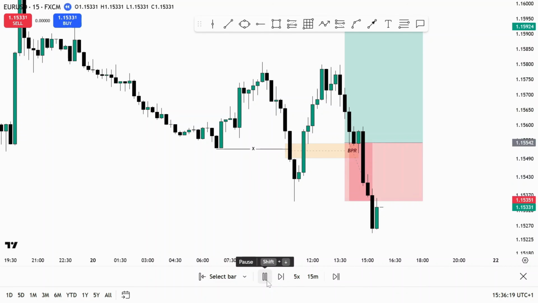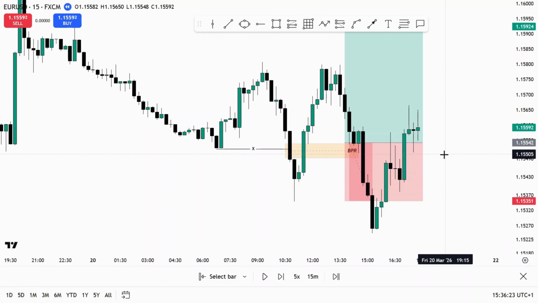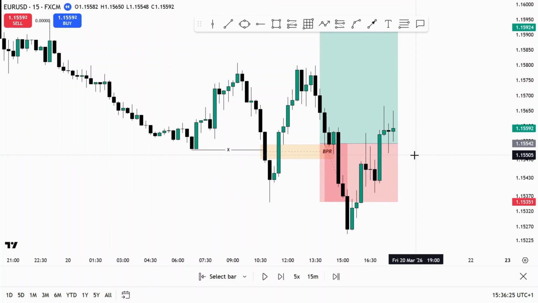And as you can see, this trade actually hit stop loss. Now, the reason I'm showing you this is to make something very clear. Even if you have a balanced price range, a liquidity sweep, and even a higher time frame bias, you can still lose the trade. This is not a holy grail. There is no strategy in trading that wins 100% of the time. So always keep that in mind.